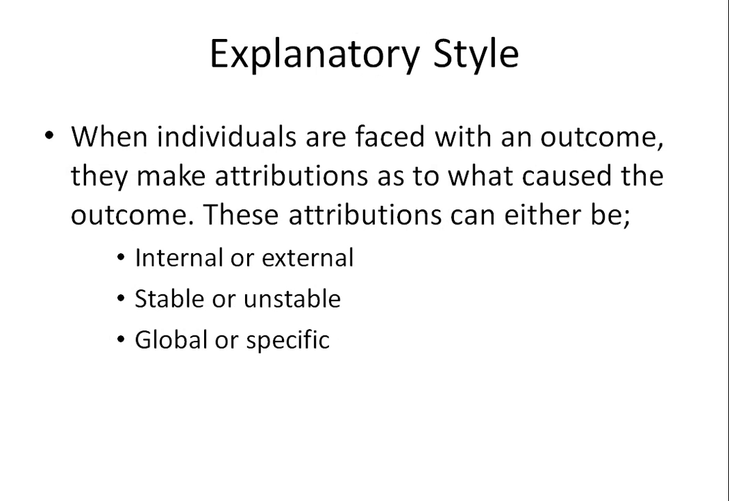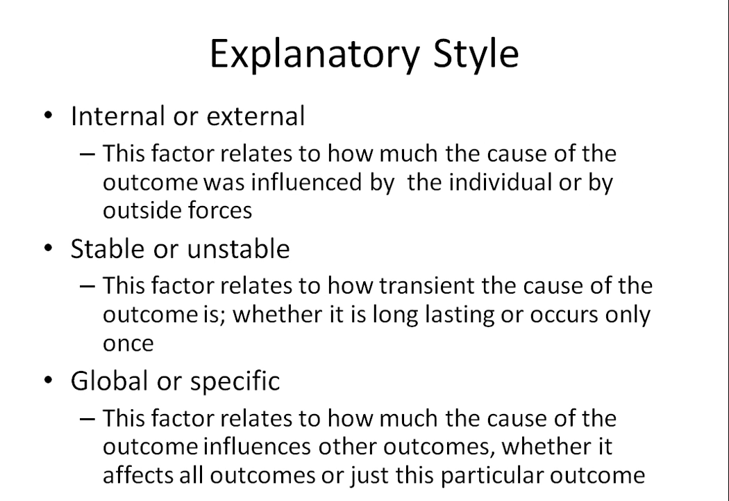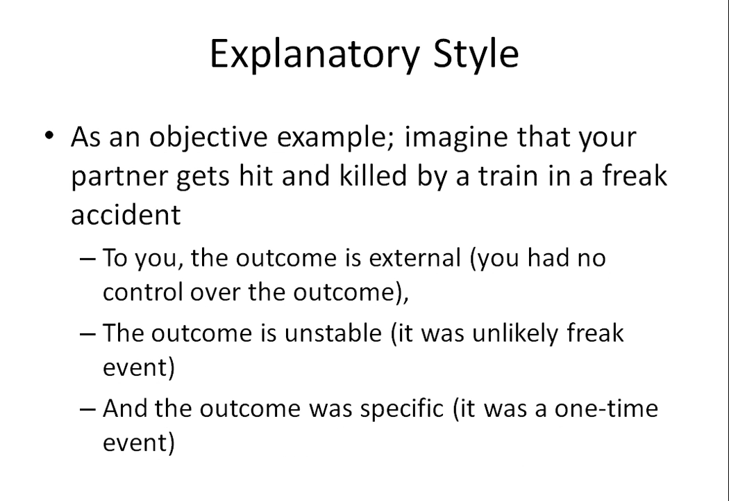Explanatory style can be defined by three dichotomies: internal or external factors, stable or unstable factors, global or specific factors. Internal or external factors relate to how much the cause of the outcome was influenced by the individual or by outside forces. Stable or unstable factors relate to how transient the cause of an outcome is, whether it is long-lasting or occurs only once. Global or specific factors relate to how much the cause of the outcome influences other outcomes, whether it affects all outcomes or just this particular outcome.